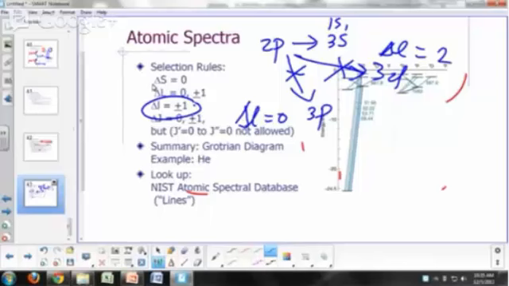And so if you switch from one electron configuration to another electron configuration, the l quantum number of the electron that switches cannot change by more than 1, and it must change by at least 1 l quantum number.